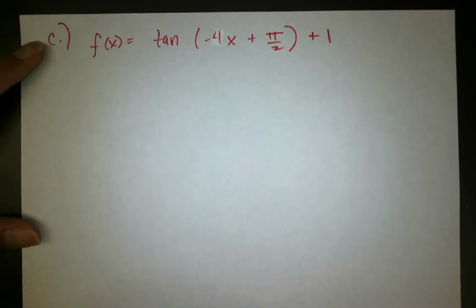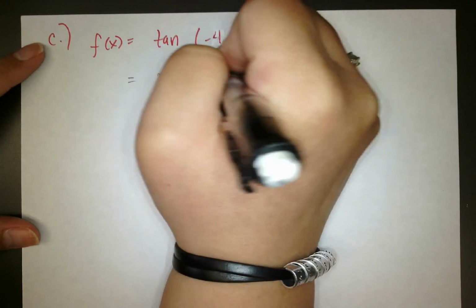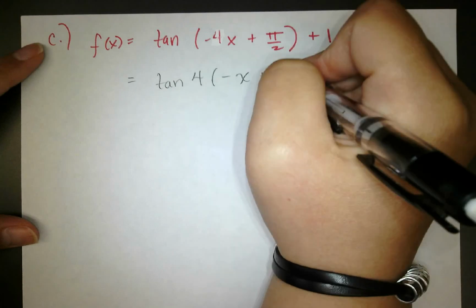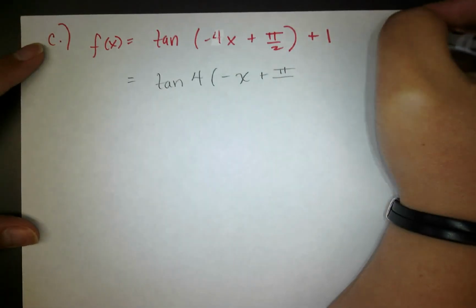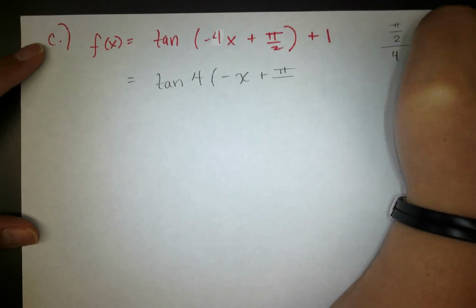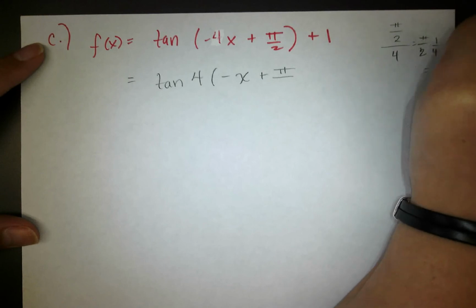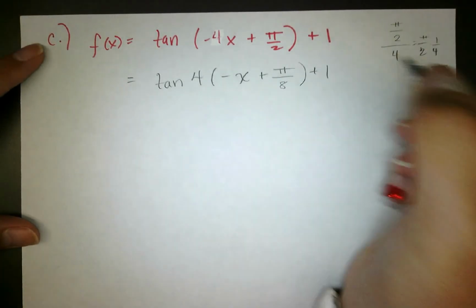Alright, here we go. We need to factor this out first, and again you're only factoring out the positive 4. Leave the negative in there so we can see our flip, so it doesn't change the sign, and that's pi over 2 divided by 4, which is pi over 2 times 1/4 equals pi over 8.